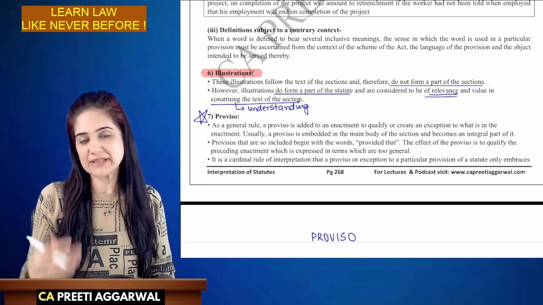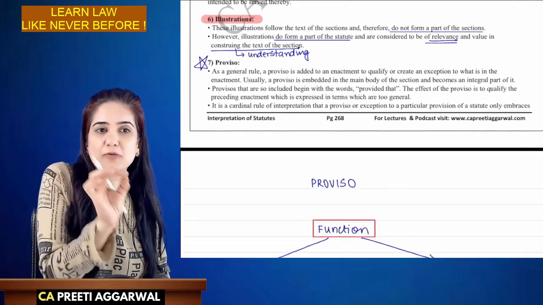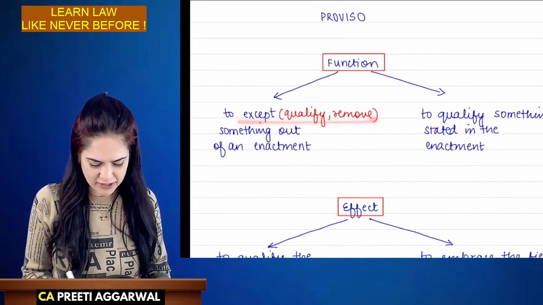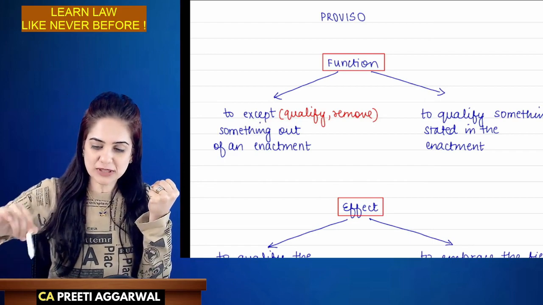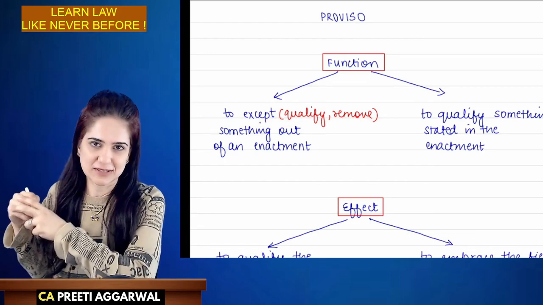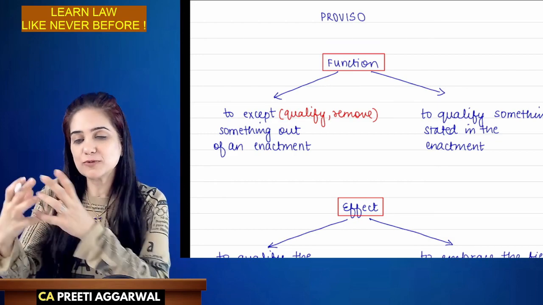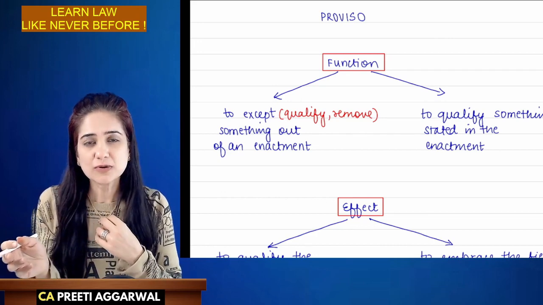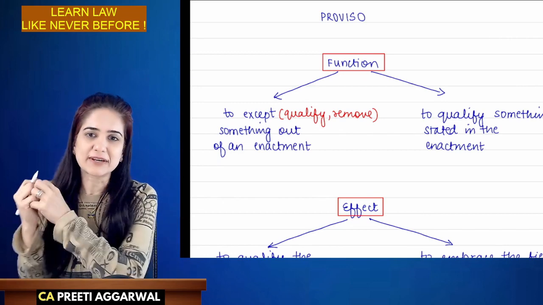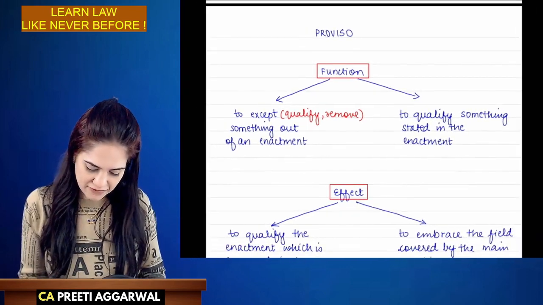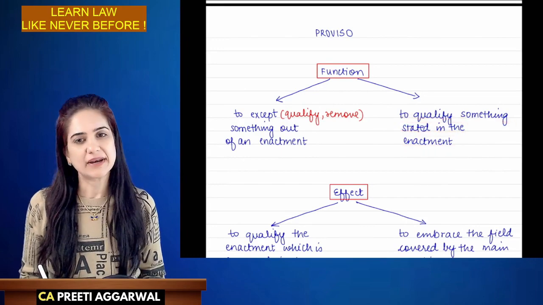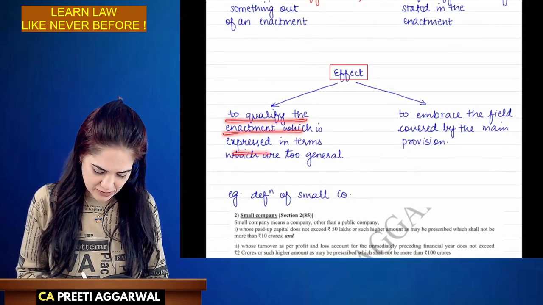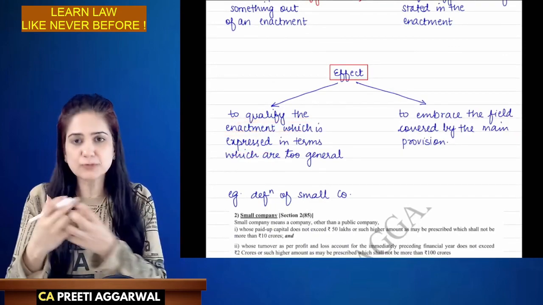Proviso is very important. It's an exception. You may have seen "provided that." The function of the proviso is to qualify, to remove something out of the enactment. So this provision applies to all except this. If we had not removed those, then the provision would have applied to those few situations also. But through a proviso, you are removing it from the act. To qualify means to remove it. The effect is to qualify the enactment. If the terms are too general, you're trying to remove it.